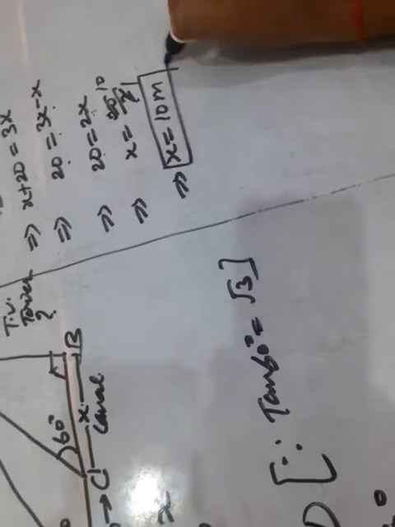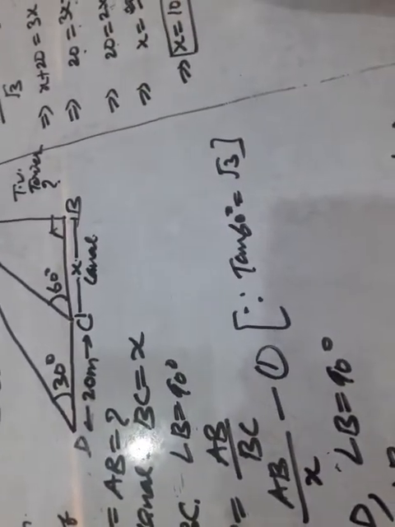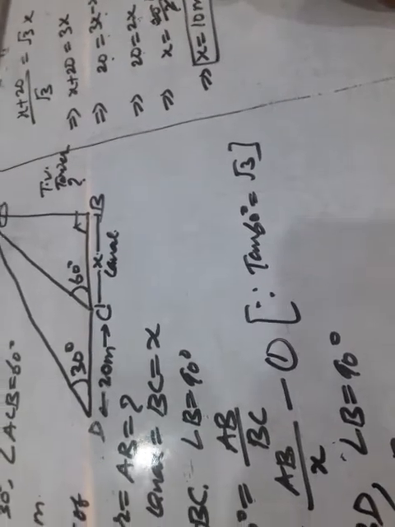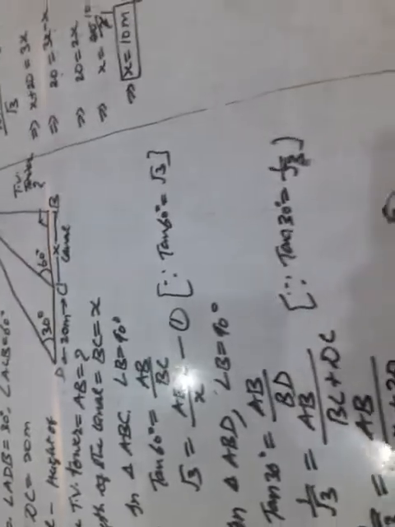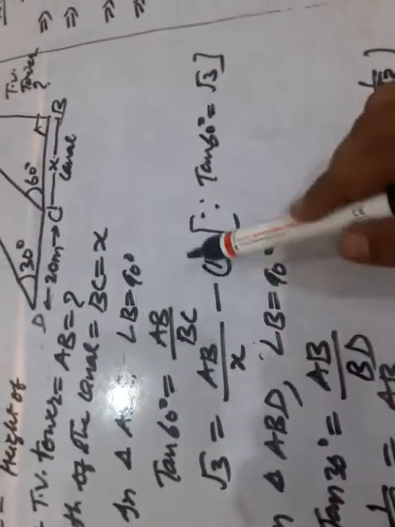What is x in the figure? X is the length of the canal. The length of the canal is 10 meter. Clear? Now what else do we have to find out? We have to find out the height of the TV tower. So let us see the relationship here. The TV tower is AB.